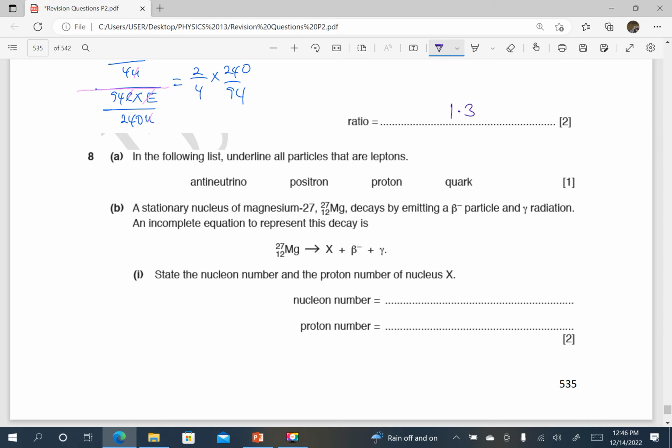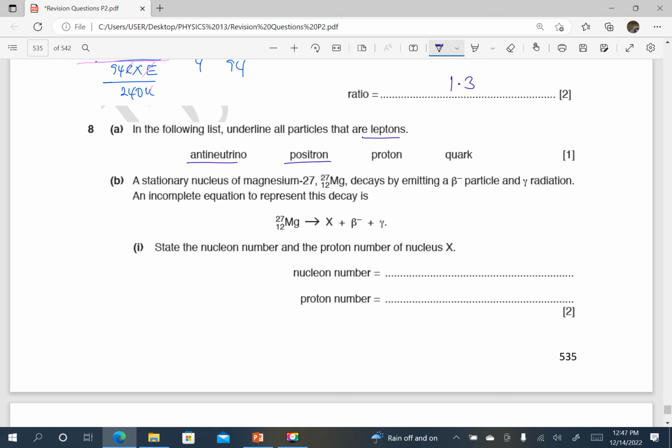In the following list, underline all particles that are leptons. Of course, leptons are fundamental particles. They're not made up of anything simpler. We have antineutrino. It is not made up of anything simpler. The positron is a beta plus particle. The proton has quarks, so it is not a lepton. And the quark is also not a lepton. So we have antineutrino and the positron. Those are leptons. So the quark together with the leptons form what we call fundamental particles.